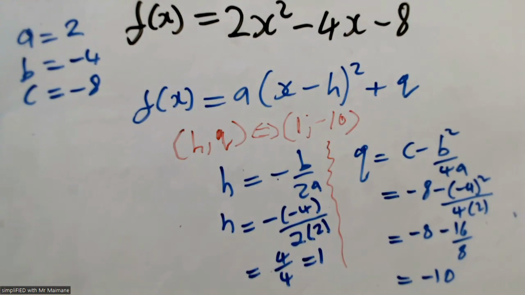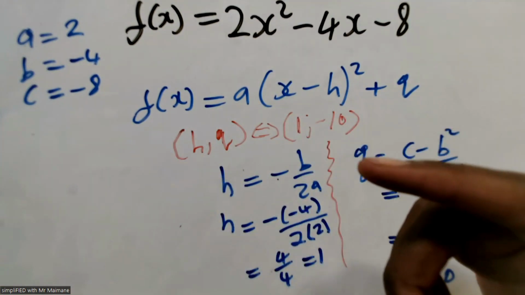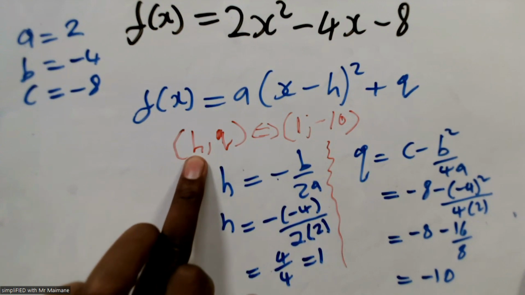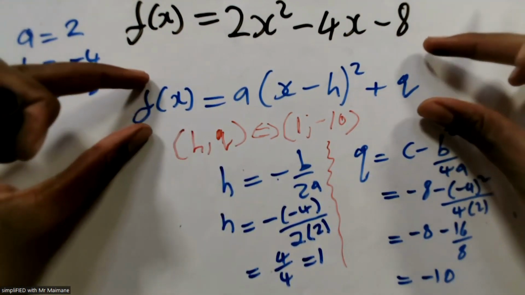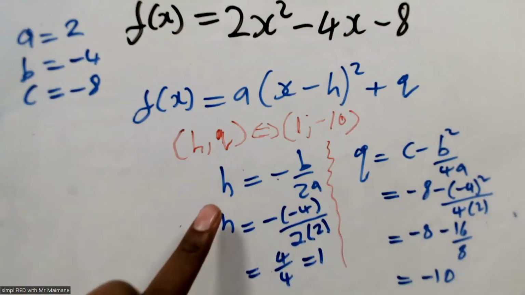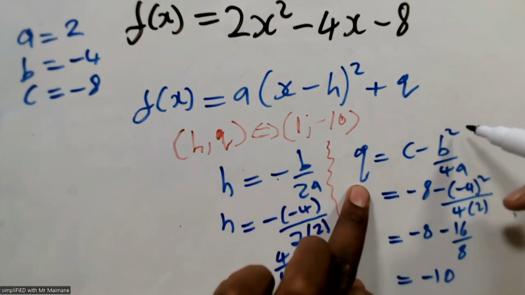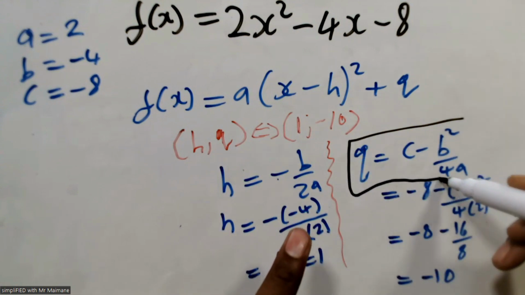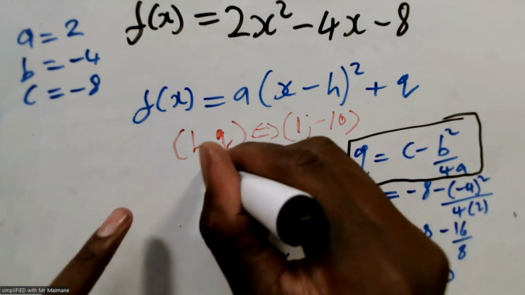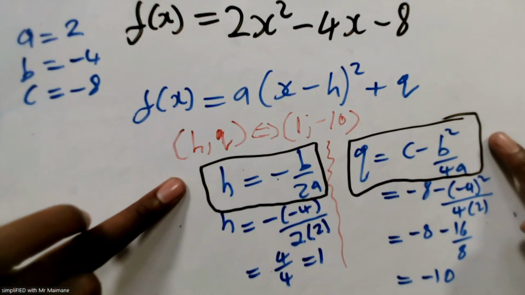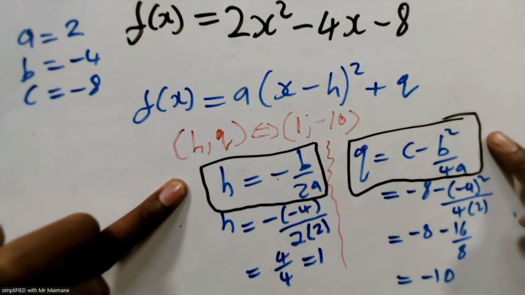So if you don't want to complete the square, or if you know completing the square is actually hard for you, to get the values of the vertex in terms of h and q, you just know from the formula. But you just have to remember that h is equal to minus b over 2a and q is equal to c minus b squared over 4a. So these two things are so important to get your turning point.